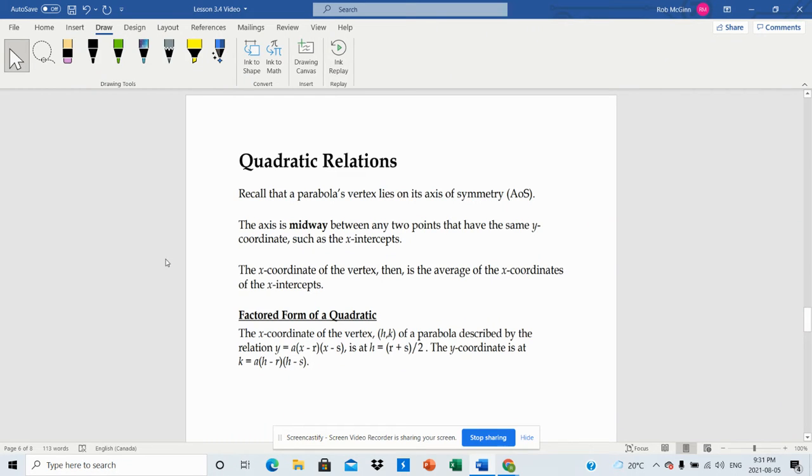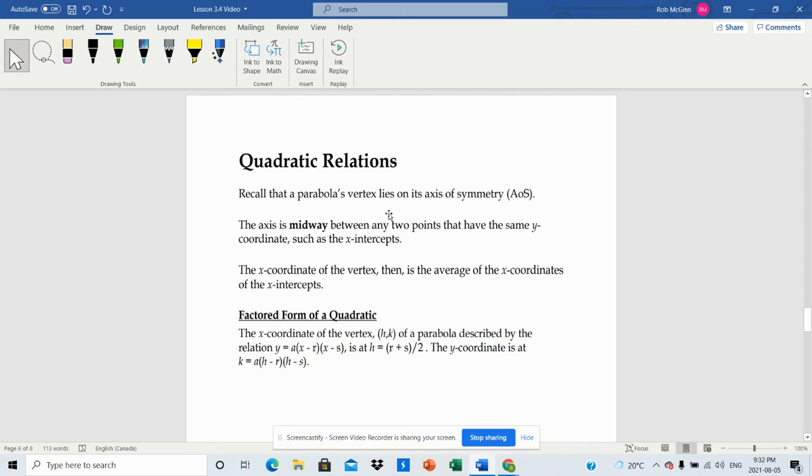All right, welcome back to lesson 3.4 on factored form. Figured we'd just take a quick little break there in between videos, try and keep them a little shorter for you. So, in our first video, we learned how to find x and y intercepts when a quadratic relation is in factored form. Well, now we're going to explore a couple other things here.